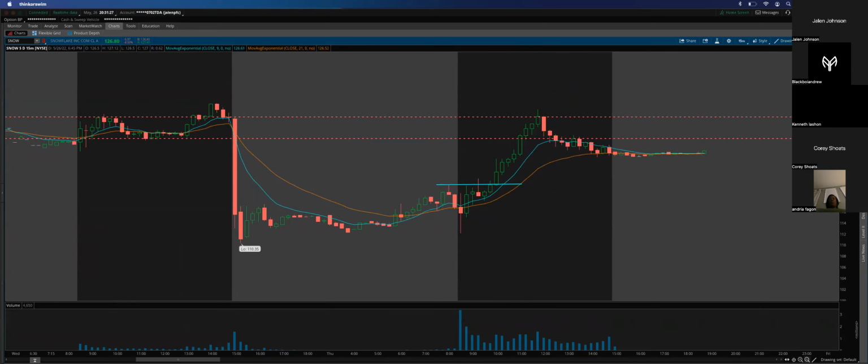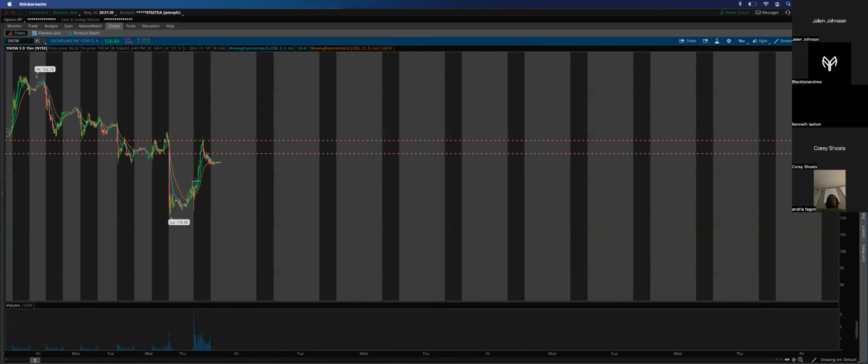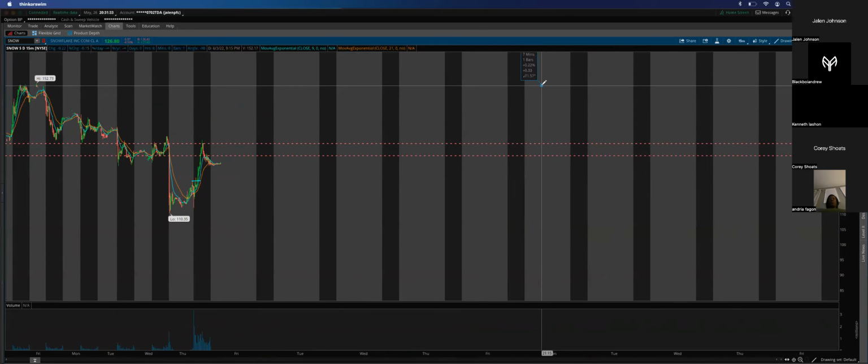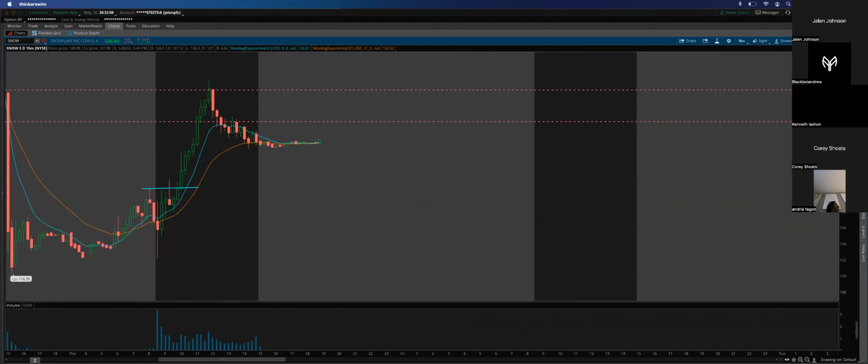But the problem with a lot of you guys is you do stuff like this: oh, I got a level up here. This is what a lot of people do. Oh yeah, Snow is going to 152 today. Is it realistic for Snow to go from all the way right here to 152 in one day? You're literally calling a $40-$50 move. I'm not gonna say don't, because someone will say, well, Jay did it before, it can do it again. It might, but let's be realistic with your price targets.